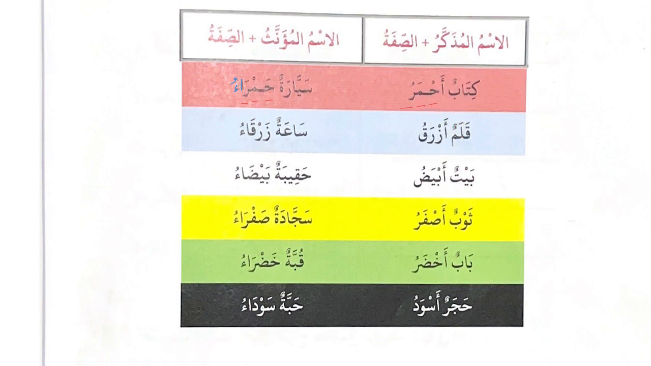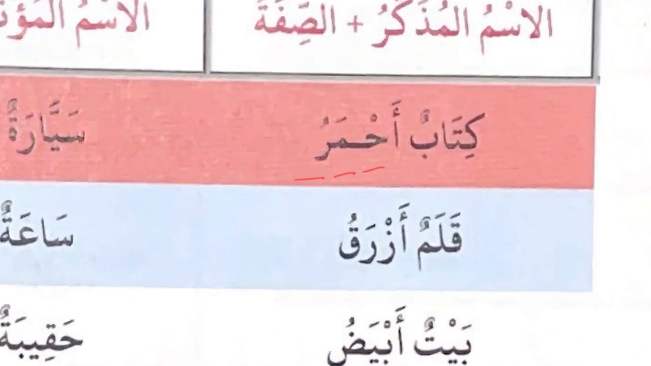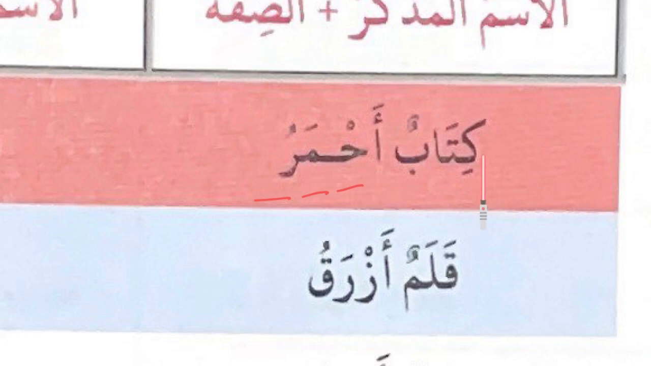Number two, the colors come in two versions, muzakkar and muannas. So you have to use it according to the correct gender. And another aspect of this color, if you look at all of these examples, you don't see any alif lam, right? Kitab ahmar. So the translation is a red book.